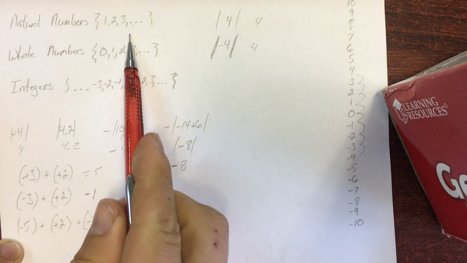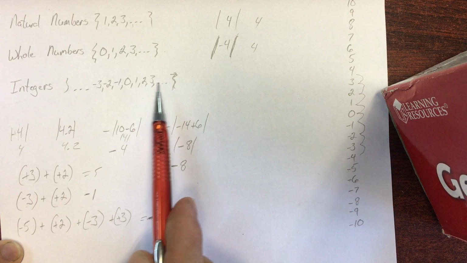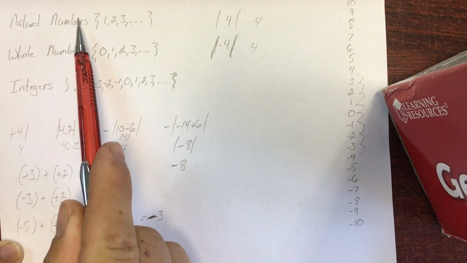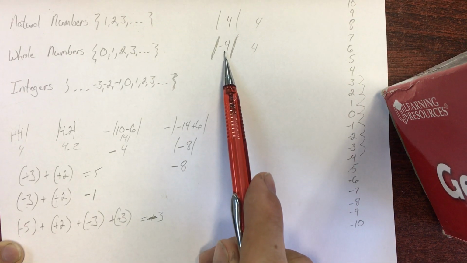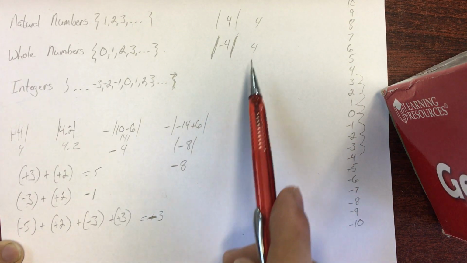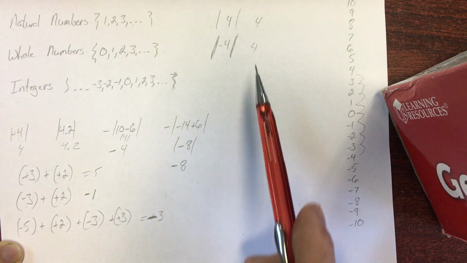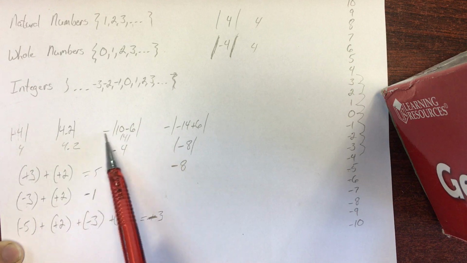Natural numbers are numbers you find in nature. Whole numbers include 0. Integers include all the negative numbers. Another word for natural numbers is counting numbers. For the absolute value, we're saying how far the number is from 0 instead of whether it is positive or negative. So these will always be positive. Any answer from the absolute value sign will be positive unless, of course, they have a negative out front here.